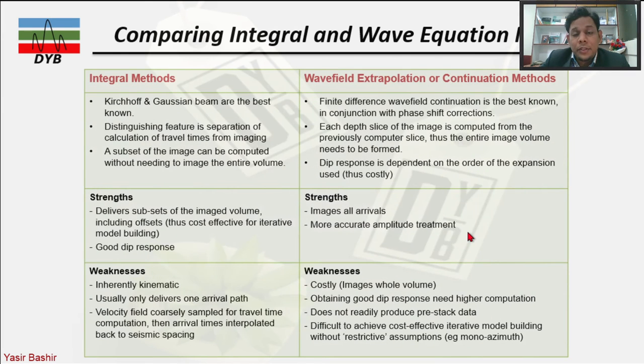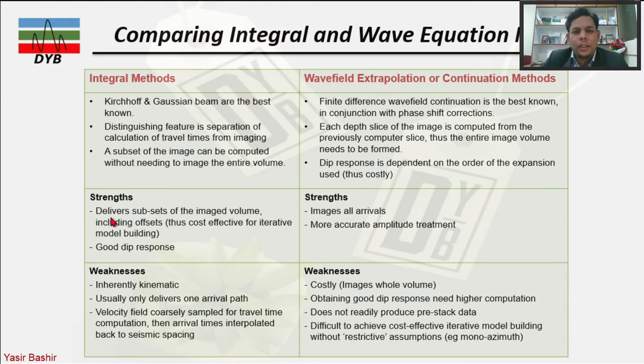Now if we compare these two methods, the integral solution and the wave field extrapolation, which is also called the continuation method, obviously both have some pros and cons, some strengths and weaknesses. If we look at the integral method, Kirchhoff and Gaussian beam migration are the best known in this method. Its distinguishing feature is the separation of the calculation of the travel time from imaging, and a subset of the image can be computed without needing to image the entire volume. So if you want just a small area or one section, you can go for that.